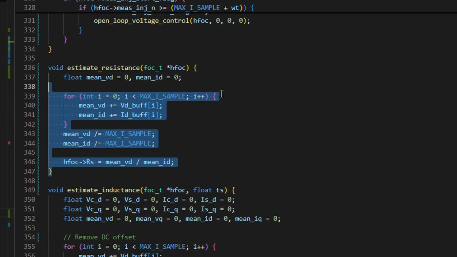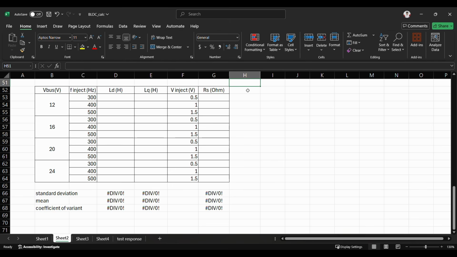After adjusting the code, I performed another round of testing. In this test, I applied variations of the DC supply voltage at 12 volts, 16 volts, 20 volts, and 24 volts. For the resistance test, I used DC injection voltages of 0.5 volt, 1 volt, and 1.5 volt. Meanwhile, for the inductance test, I varied the injection frequencies at 300 Hz, 400 Hz, and 500 Hz. If the implementation works correctly, this test should produce RS, LD, and LQ values that are relatively the same.